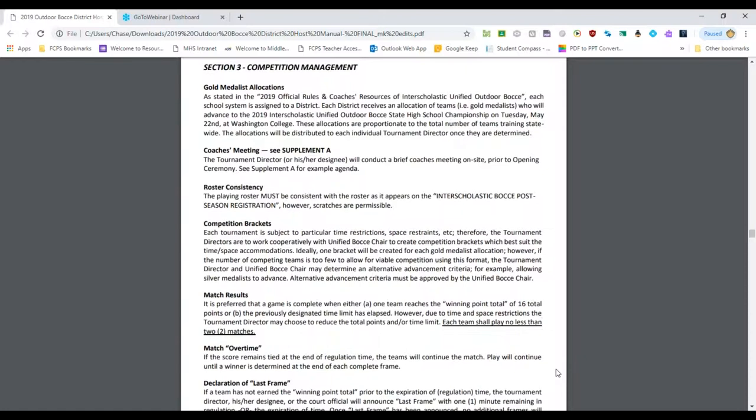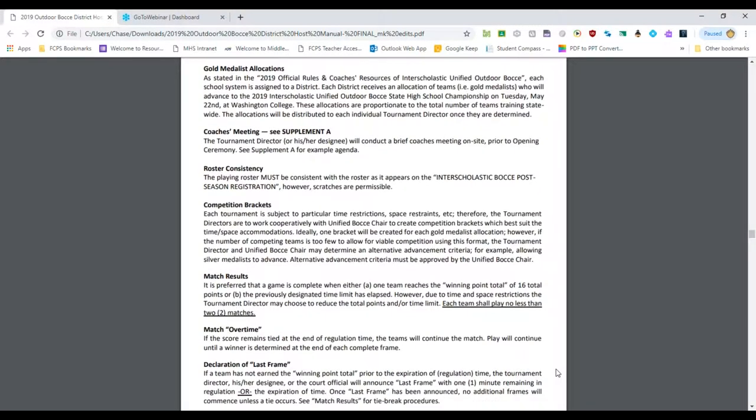Competition management. As stated in the 2019 official rules and coaches resources, each school system is assigned a district. Each district receives an allocation of teams, gold medalists who will advance to the 2019 state high school championship at Washington College. These allocations are proportionate to the total number of teams training statewide. Allocations will be distributed to each individual tournament director once they are determined.